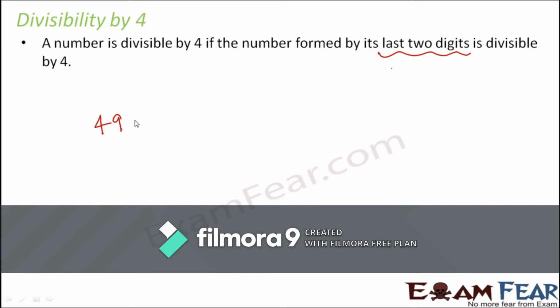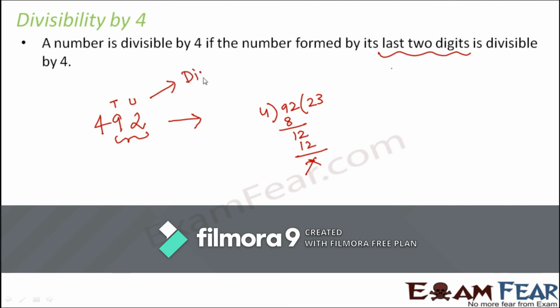So for example, you have a number 492. You really do not need to bother about the entire number. Just focus on the last 2 digits, that is the digit at the units place and the digit at the tens place. So altogether that is 92. Now you have to check by actual division if 92 is divisible by 4 or not. And that is pretty simple. If you actually check this, what do you see? You see that 92 is divisible by 4, and therefore this entire number would be divisible by 4.